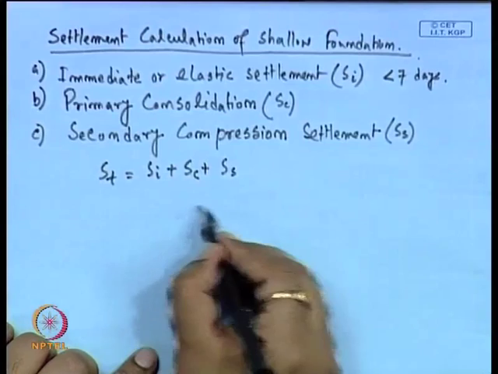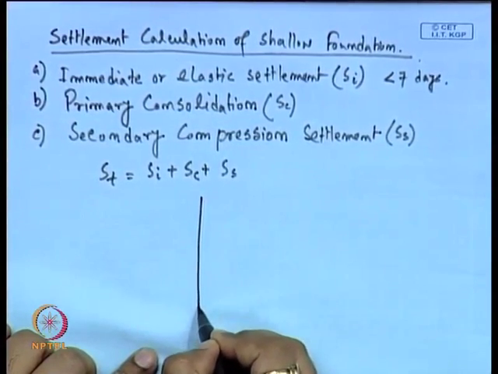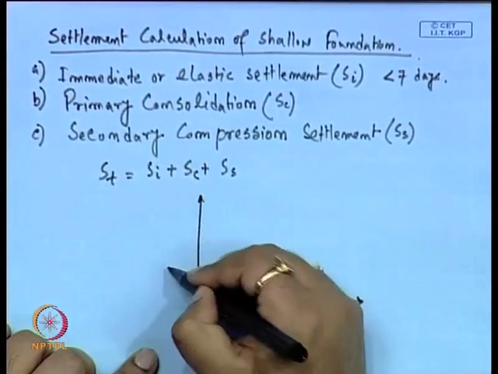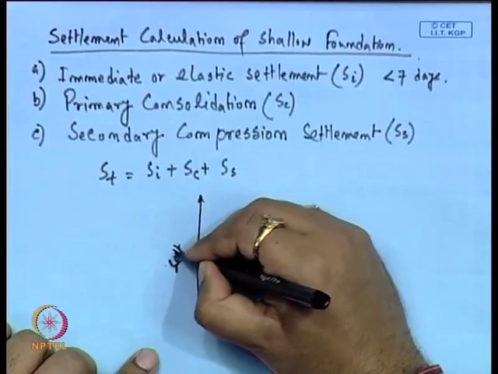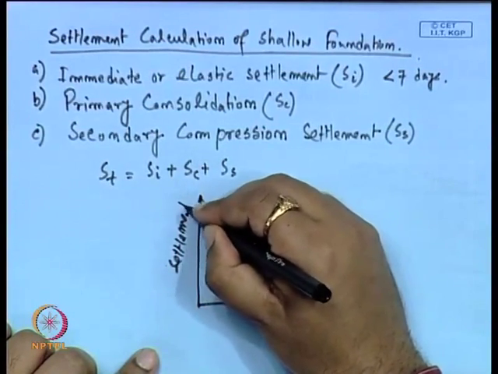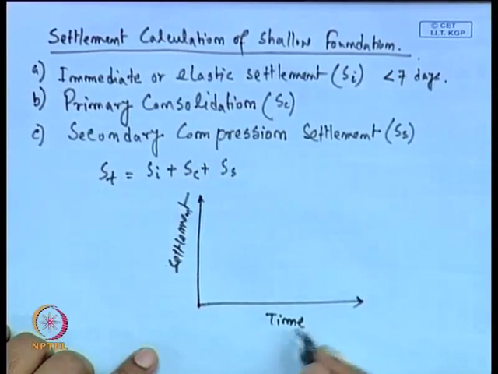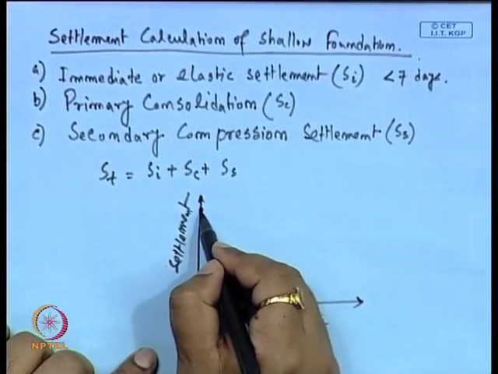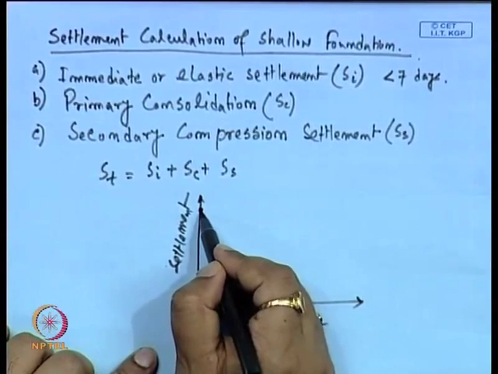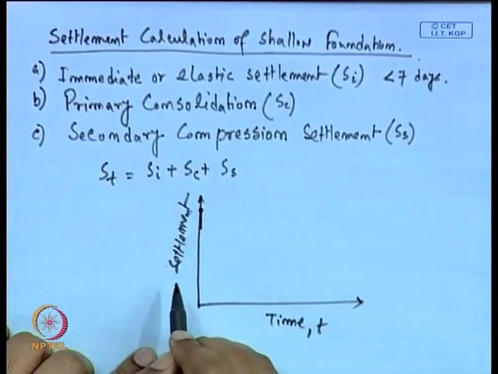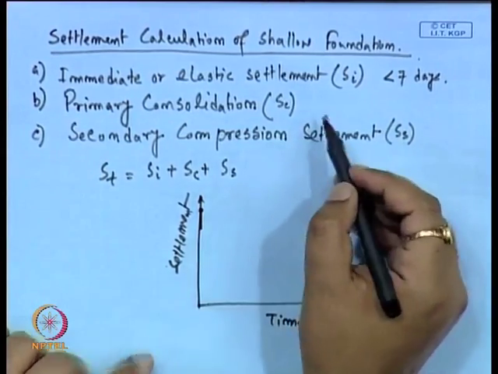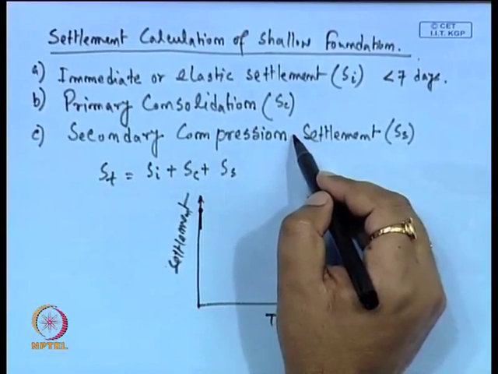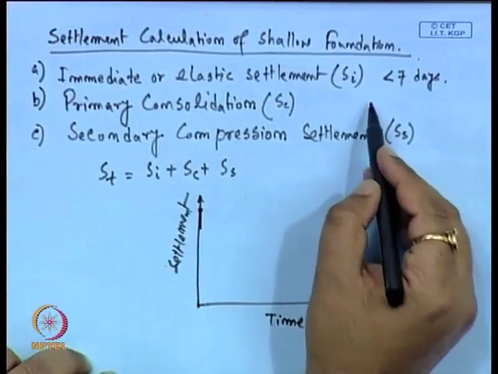Now, if we draw a graph, this is the settlement and this is the time t. Suppose this is the point of application. Immediate settlement will occur within 7 days, so the time requirement is very small. Primary consolidation settlement and secondary compression settlement are both time dependent settlements, but immediate settlement is not a time dependent settlement.